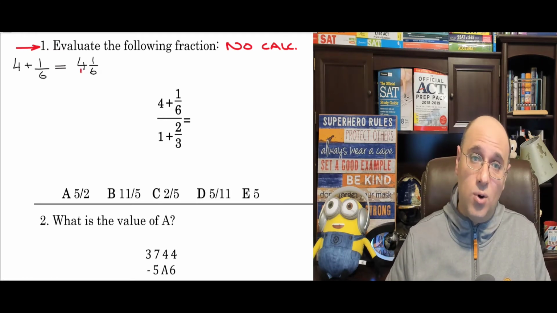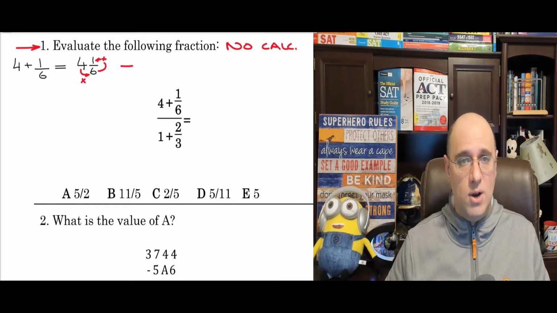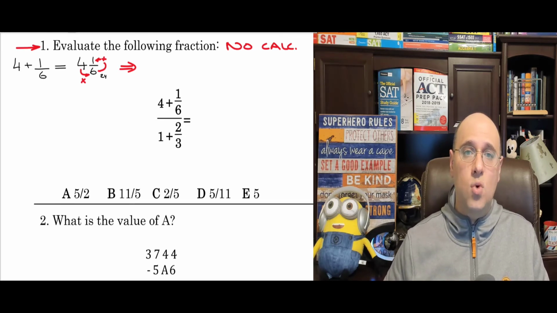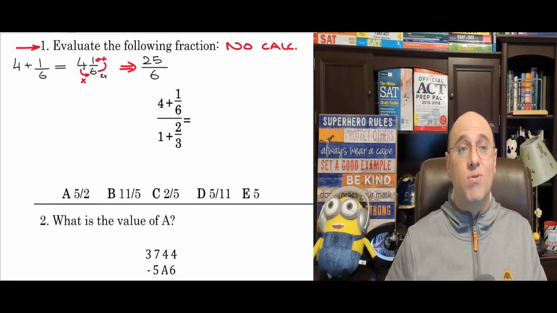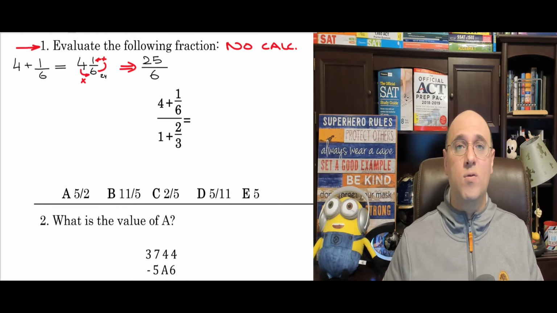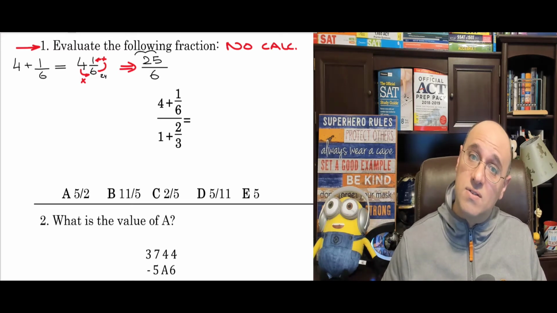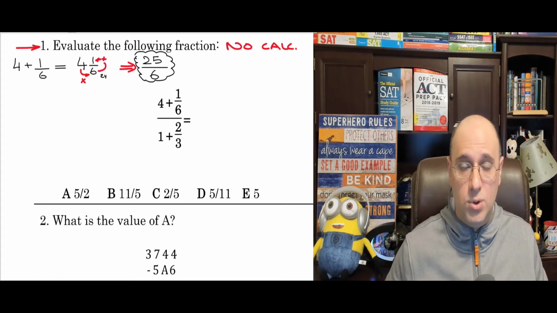We take this number, the whole number, we go times the denominator, then the answer, plus the numerator, and that's my new numerator. So 4 times 6 is 24. 24 plus 1 is 25 over the same denominator I had, which is 6. So 4 plus 1 over 6 is 25 over 6 right away. So I just saved myself a few seconds here, and these few seconds are very valuable on the test.